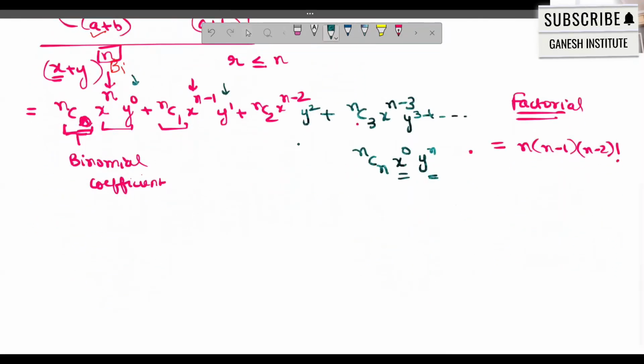So let's see how we can get x plus y whole square from this. Minus 2, y 2, plus c n.